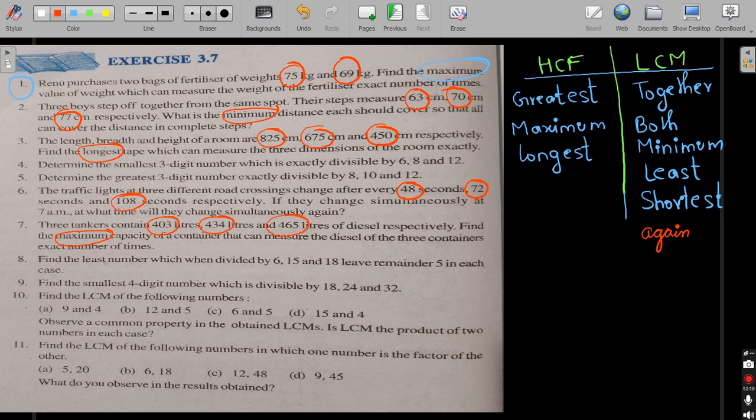And remaining, find the least. The least number is given. Least means what? Least means LCM, correct. 6, 15, 18. And after that, the remainder we will understand later on. Up to here I believe that it is clear. Find the LCM. In question number 10, all the questions are direct questions. LCM we need to find out.